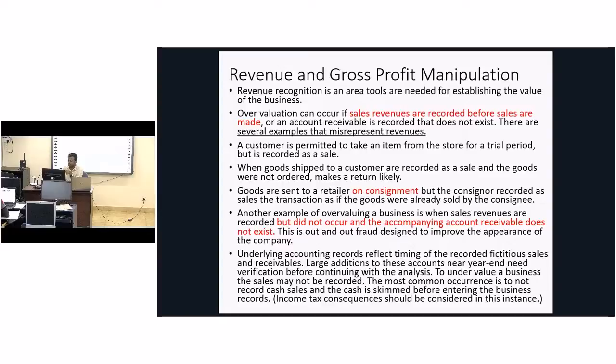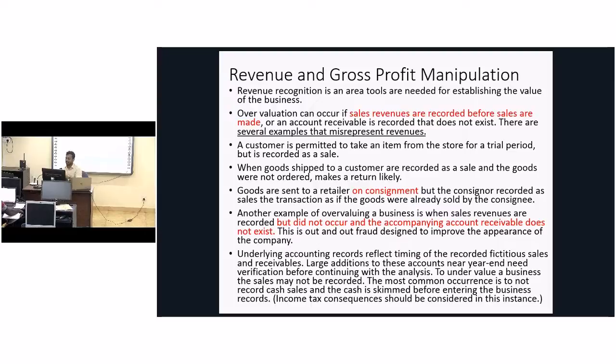Look, there are some examples where people can overstate or understate their revenue. How? A customer is permitted to take an item from a store for a trial period, but it is recorded as a sale. Look, it's possible. If you give a product for a trial period, sometimes nobody can see it, so you can recognize it as a sale. Later they will return it. Understand? So that kind of thing.